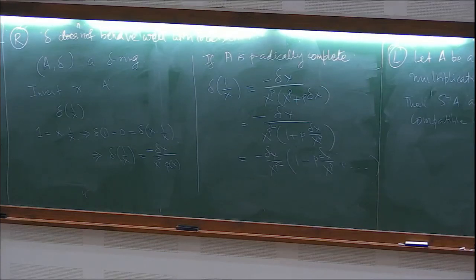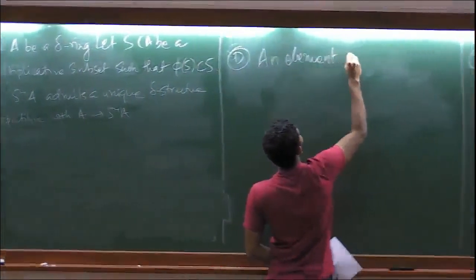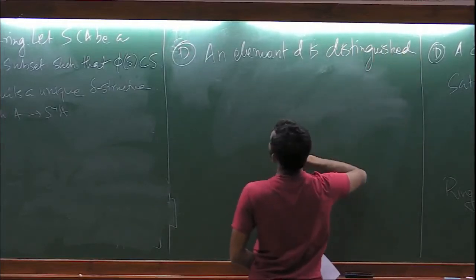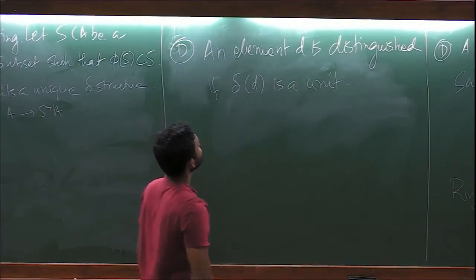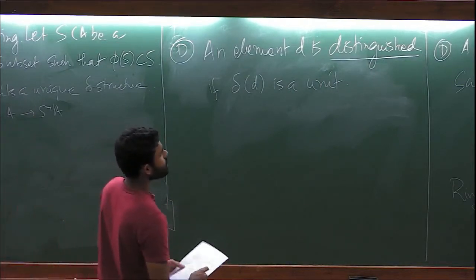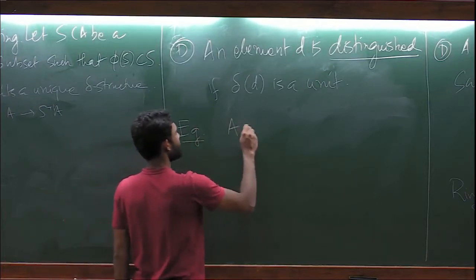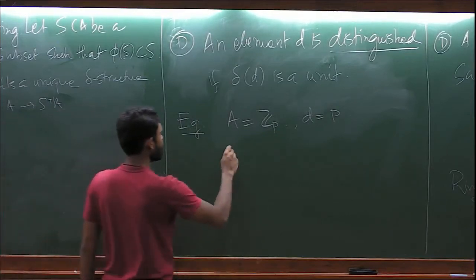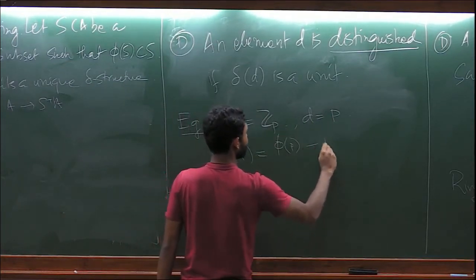Oh, a definition. So you declare an element D to be distinguished if delta of D is a unit. So let's see a couple of examples. First example would be A is Z_p and D is p. Then you can see the delta of D, well, the Frobenius is an identity here, but let me just compute it.